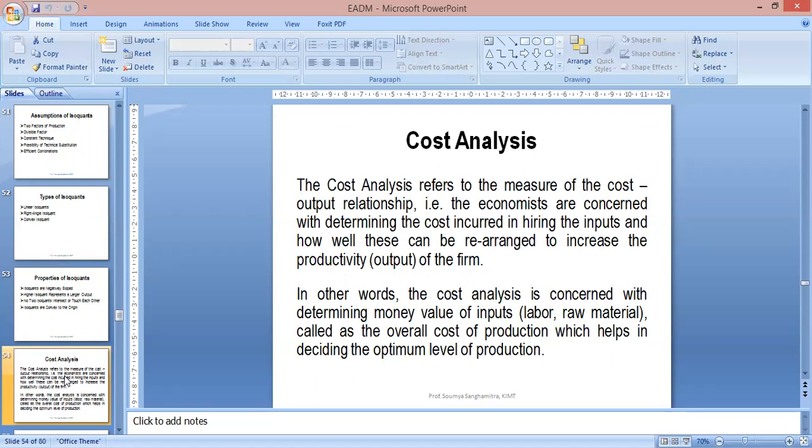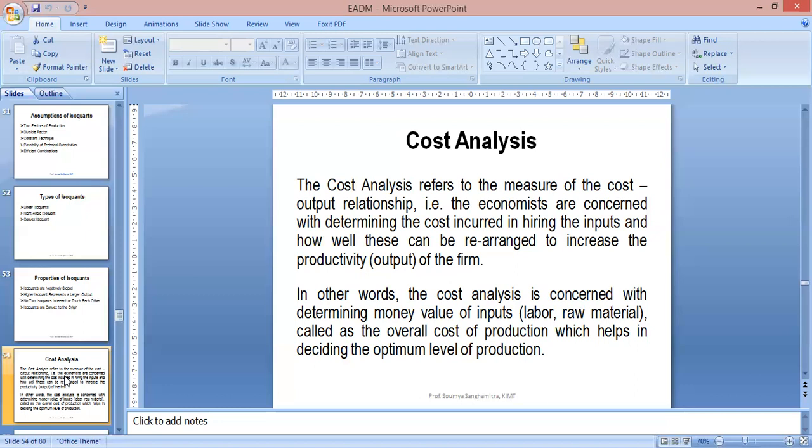The cost analysis refers to the measures of cost output relationship, that is, the economists are concerned with determining the cost incurred in hiring the inputs and how well this can be rearranged to increase the productivity, which we are saying output of the firm. In other words, the cost analysis is concerned with determining money value of inputs, for example, labor, raw material, called as the overall cost of production, which helps in deciding the optimum level of production.